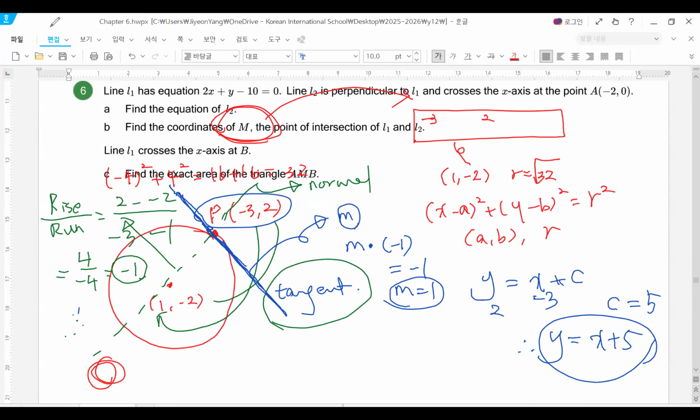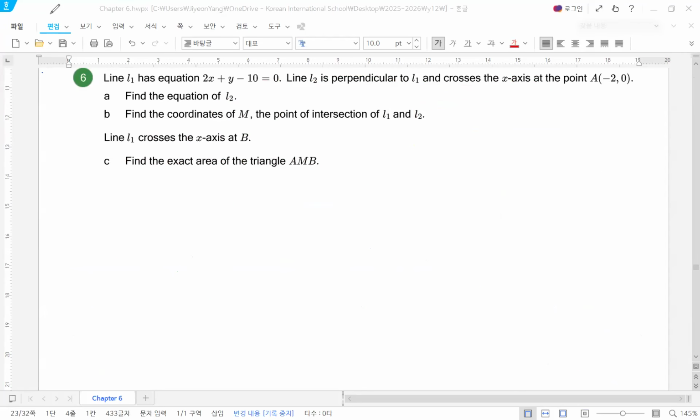Okay, William, please read question 6. Line L1 has equation 2x plus y equals 10. Line L2 is perpendicular to L1 and passes through the x-axis at the point A(-2, 0). Okay, students, 2x plus y equals 10. This is L1. Can you see that?